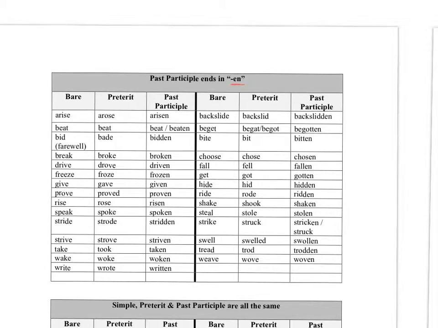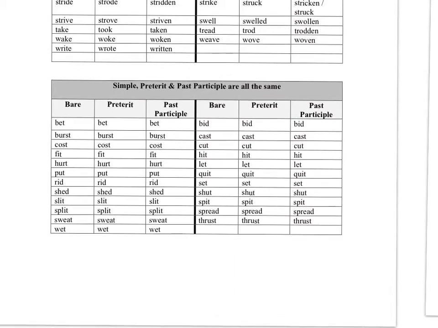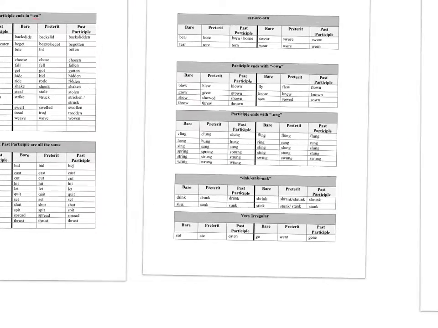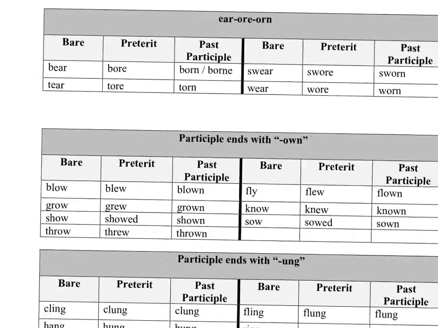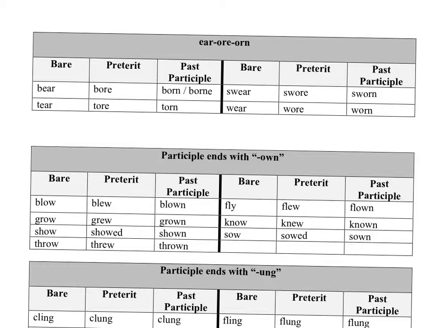Another group that's interesting and relatively large is the group of irregular verbs where the bare form, the preterite form, and the past participle are all the same. Verbs like bet, bet, bet, cut, cut, cut, set, set, set, wet, wet, wet, rid, rid, rid, and so on. A third group, which is useful to know about, is relatively small. There's only 4 verbs in it, but it is the ear or orn pattern. For instance, bear, bore, born, tear, tore, torn, swear, swore, sworn, wear, wore, worn.